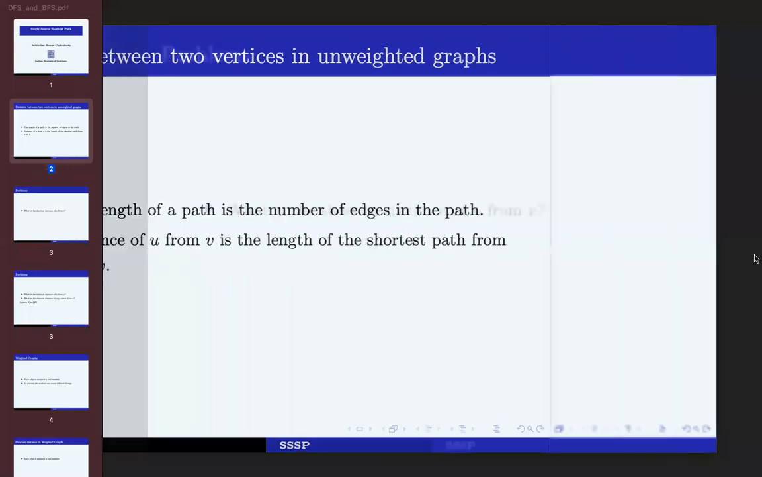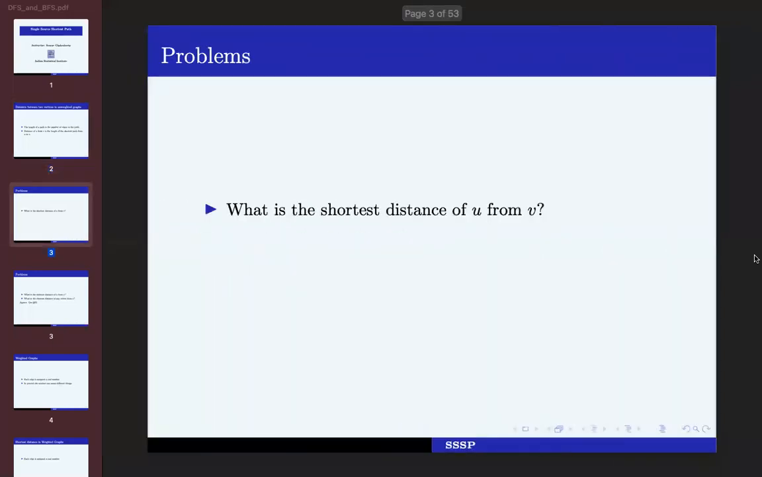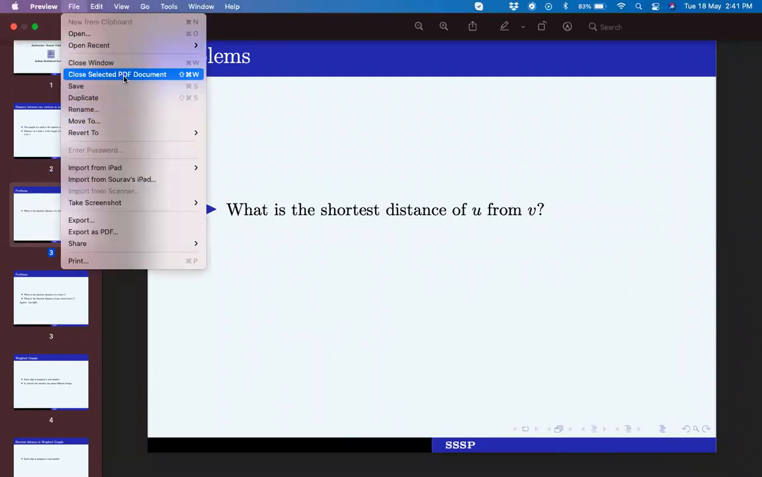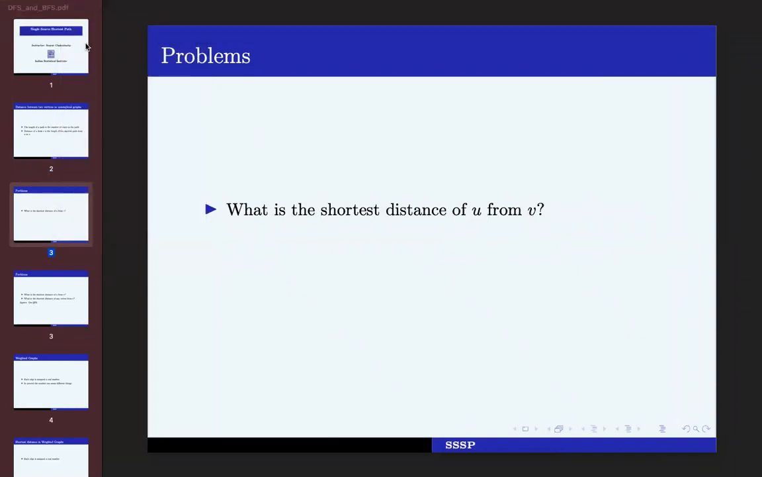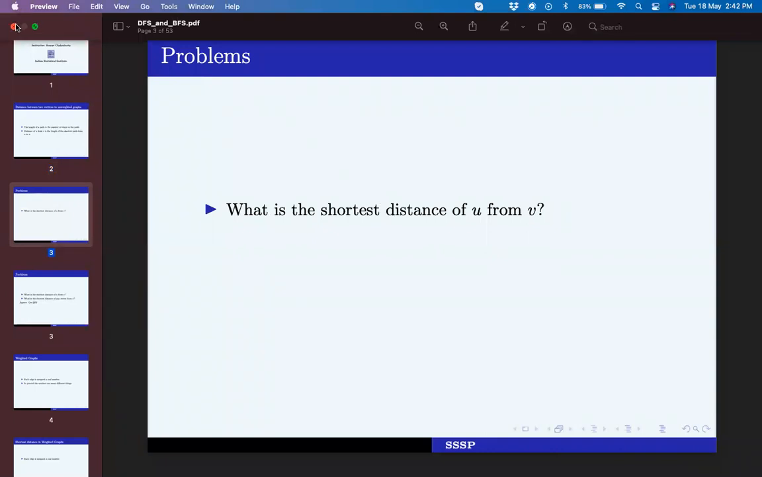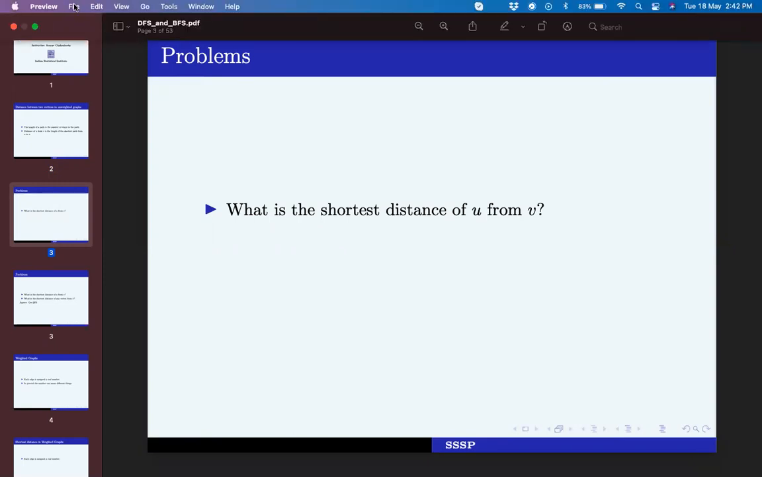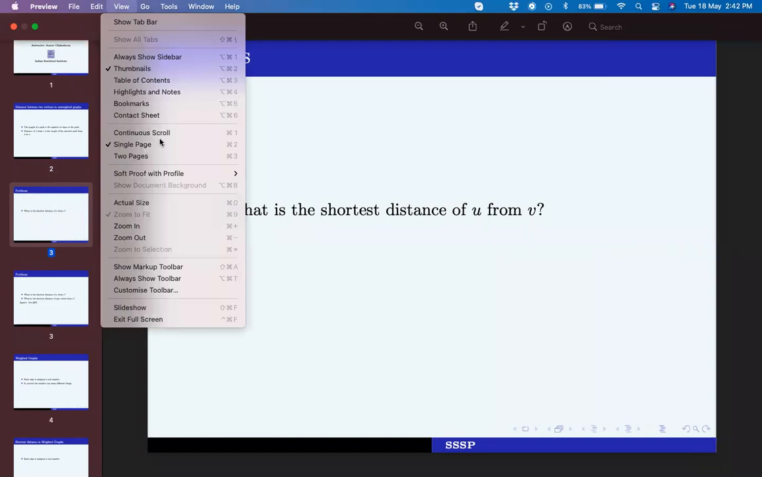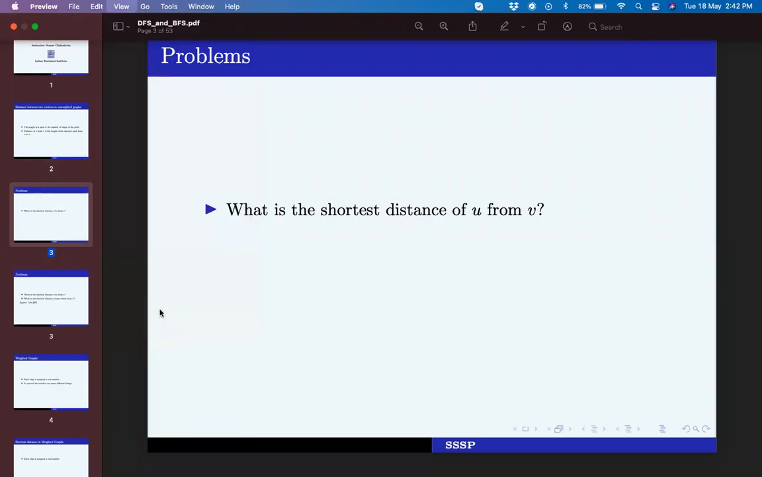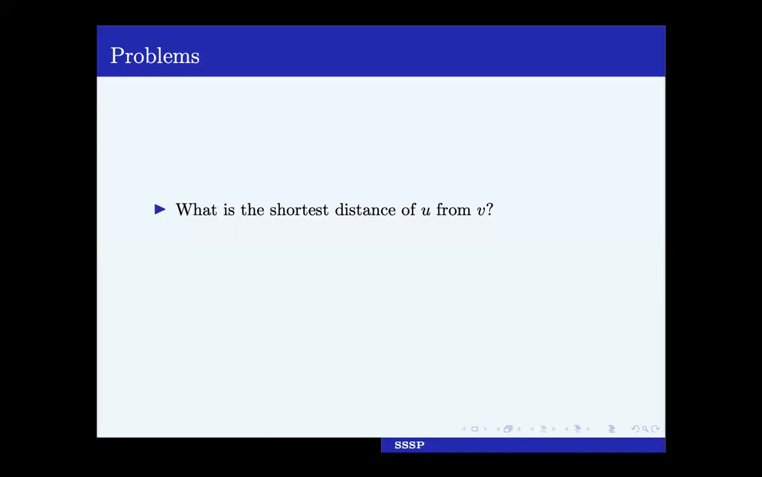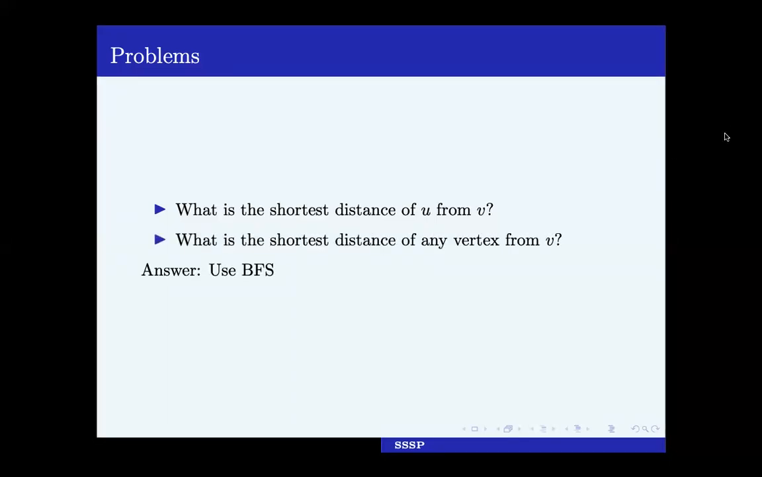So a simple one is to... okay, whatever. So how do you compute the shortest path between u and v?